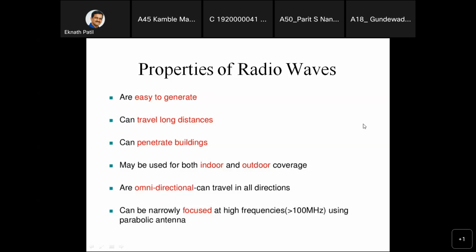Many times we know that some of the frequencies have the properties of light, and with the help of a parabolic reflector, this focusing may be possible.